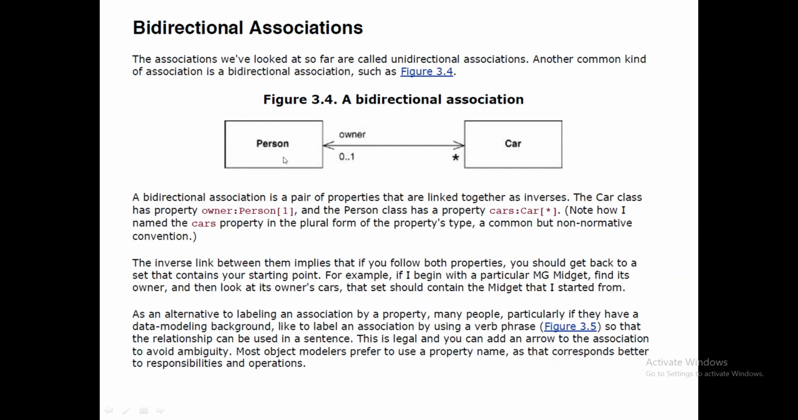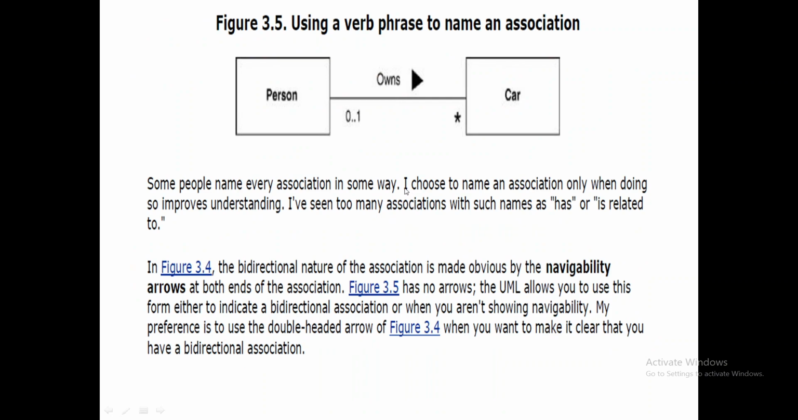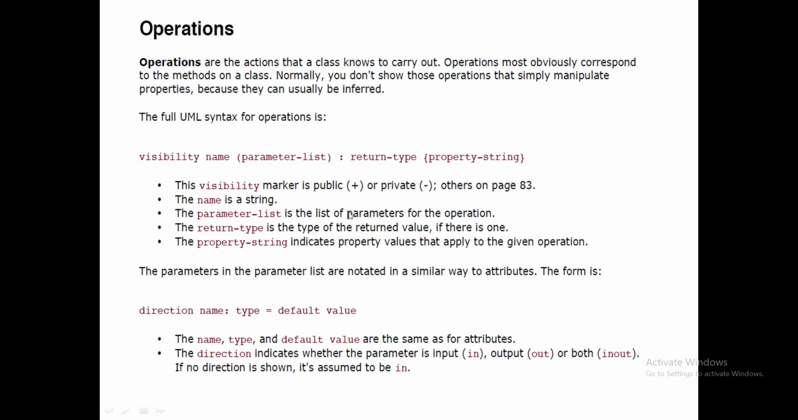And in some cases, there can be a bidirectional relation also. A car can be related with a person, and a person can also be related with the car. So in this case, the association can be represented in two different ways. So these are the basic operations that can be done inside a class.